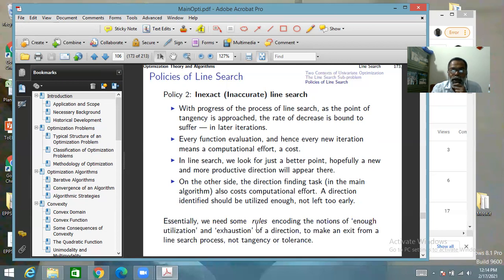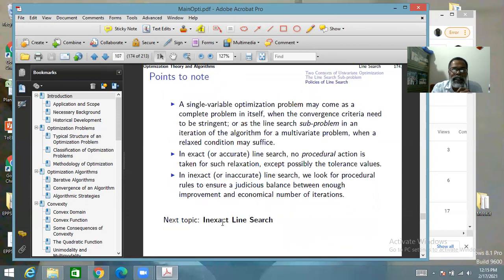Okay, so we need some rules encoding the notions of enough utilization of a direction and then exhaustion of a direction, that not much more we will get further. So if we had such notions earlier for that other problem, then with the help of those notions, after the first iteration itself, we could have detected that several more iterations would produce nothing much better. Okay. So those rules are what we will talk about next in inexact line search.